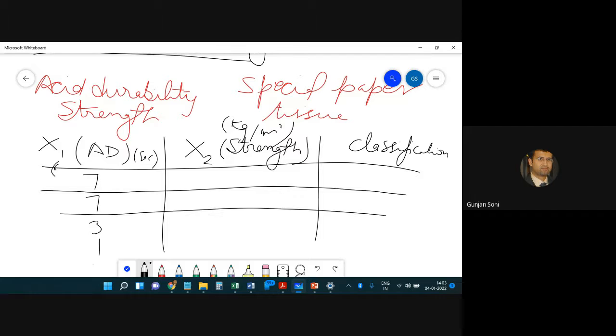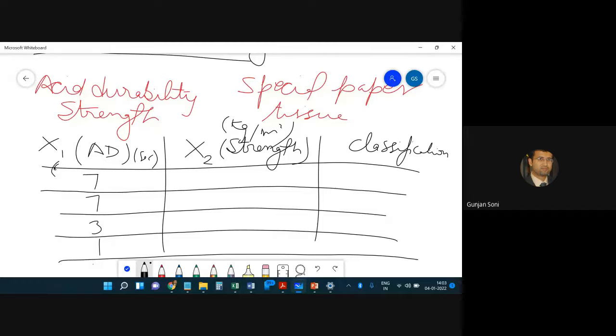Correspondingly, you have 7, 4, 4, and 4. And the paper tissue having 7 and 7 units is classified as bad paper tissue. This one is also bad, and this one is good. So here we are doing labeling. This is labeled data. Hence, KNN falls in the category of supervised learning.